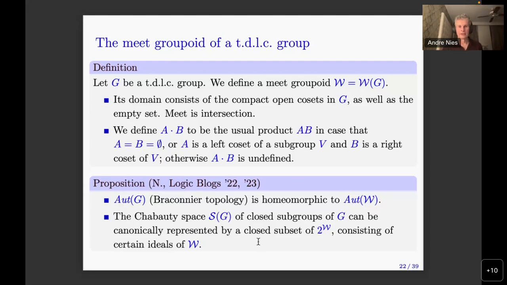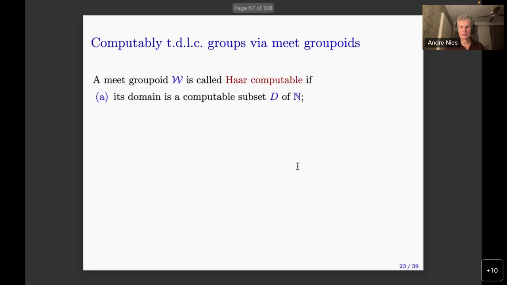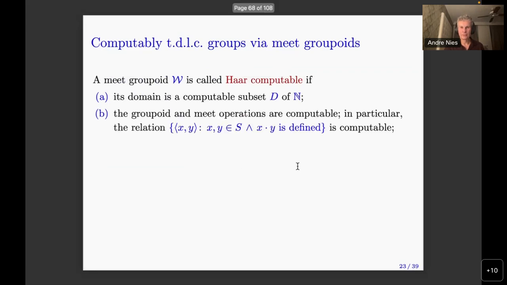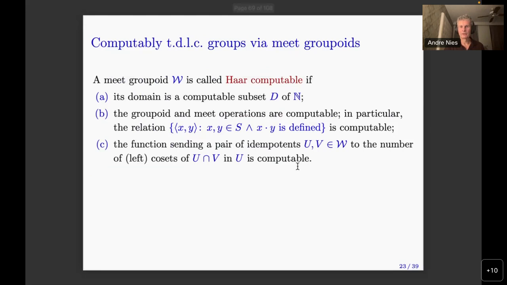So by now you should know more or less what a meet groupoid is, and that for a TDLC group, I get a meet groupoid out of taking the compact open cosets. I'm trying to sell it here by telling you that the various interesting topological objects can be defined from the meet groupoid. I haven't told you any detail how to do it. And now how do I define computability? Well, I say the meet groupoid is computable, but in an extra nice way, Haar computable, as in Haar measure. So I first want that the structure is computable, meaning the domain and the operations, including the domain of definition of the multiplication, are computable.